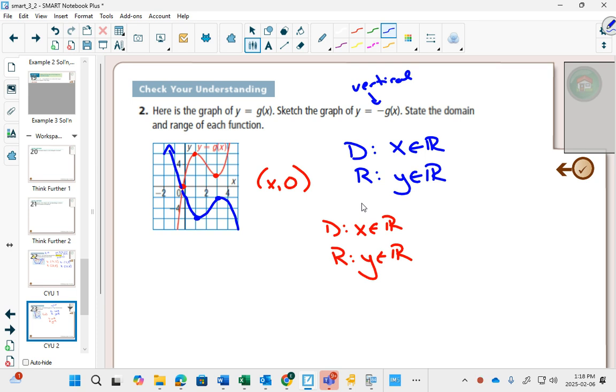And questions for practice on this one. You can circle 4, 5, 6, 10, and 11.